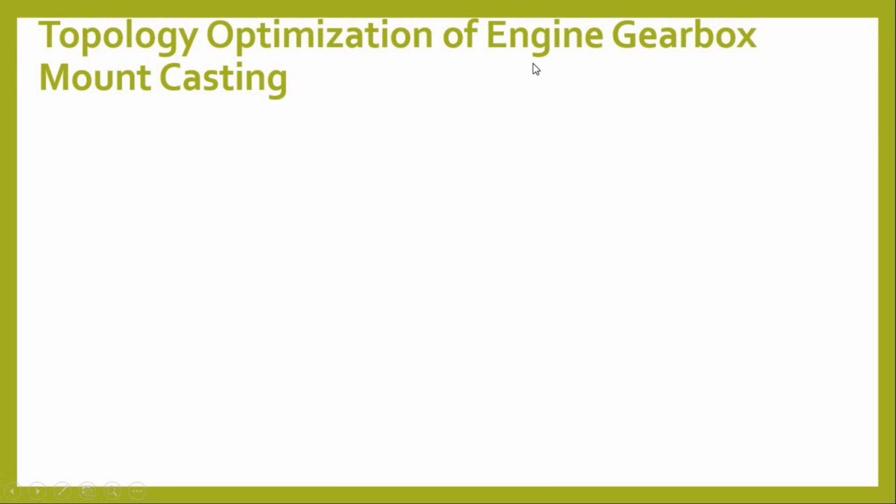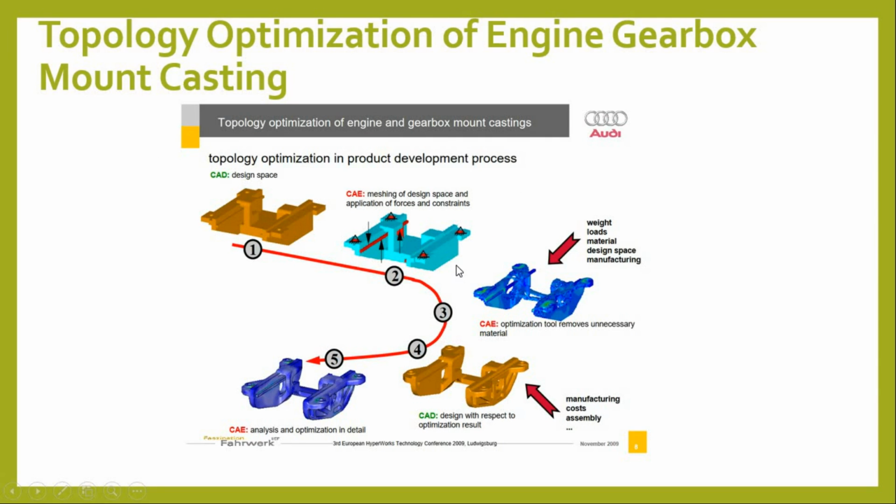Okay, now the next case study, this is also very interesting: topology optimization of an engine gearbox mount casting. Here, if you see, this is one of the examples from Audi. They used to do this topology optimization. Consider the design phase. This is the initial model, and then you need to apply a load and fix this. Based on that load, you will get some sort of profile. Now you can see the weight, loads, material, design space, manufacturing. Here you can put the manufacturing as well as design constraints.